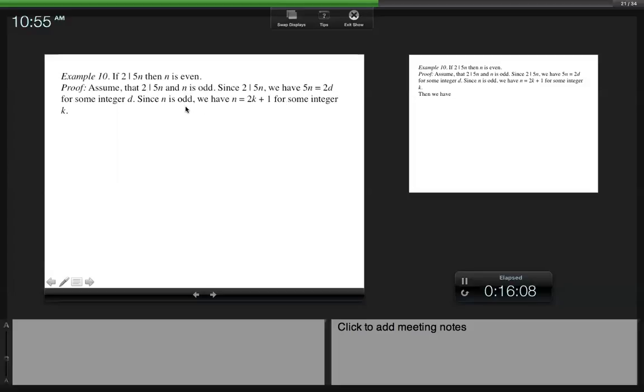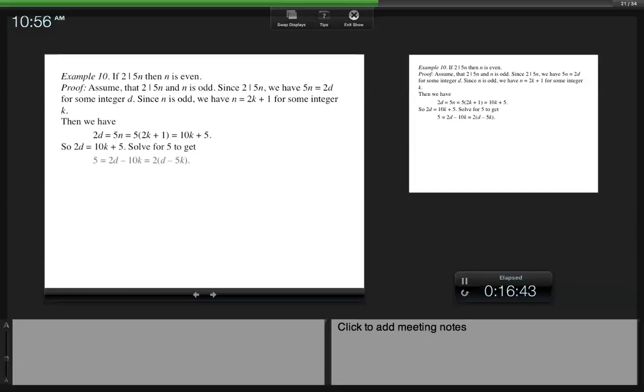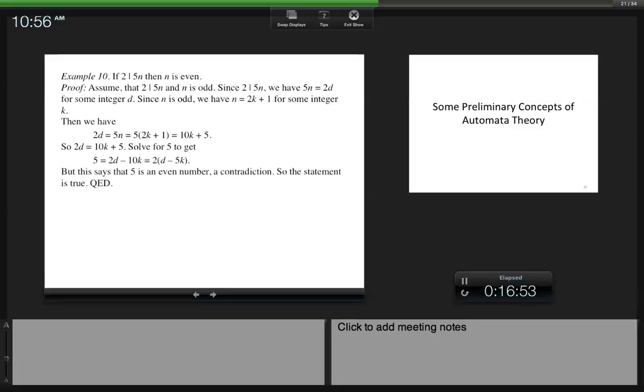And then since n is odd, which is what you assume, you can write n equals 2 times k plus 1, right? So 2 times d can be expressed as 5 times n, because 2 can perfectly divide 5 times n. Then you express n in terms of 2k plus 1, since you assume n is odd. Then you have simple algebra: you have 10 times k plus 5, right? And then if you solve for 5, what do you get? 2 times d minus 5k, right? What is that? 5 is even. That cannot be true, right? A contradiction. Okay.